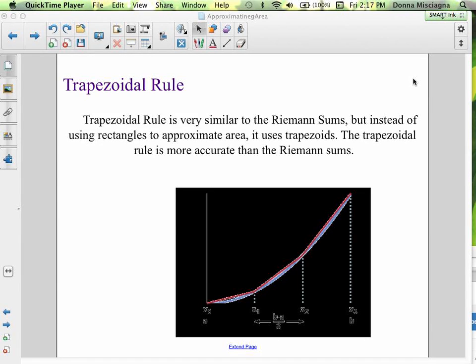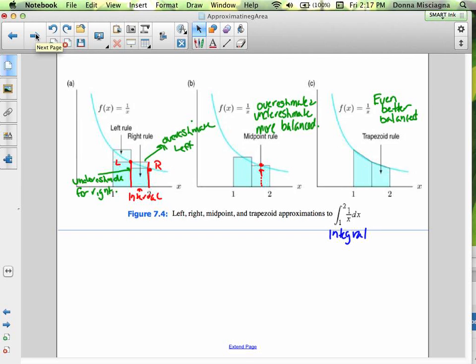So the trapezoid rule is very similar to Riemann sums, but instead of using rectangles to approximate area, it uses trapezoids. The trapezoidal rule is more accurate than the Riemann sums, any of them. And you can sort of see it pictured down here. Right? We have trapezoids. One of the reasons it's more accurate is that the trapezoid rule is going to use all of the rectangles and all of the sides of the rectangles.